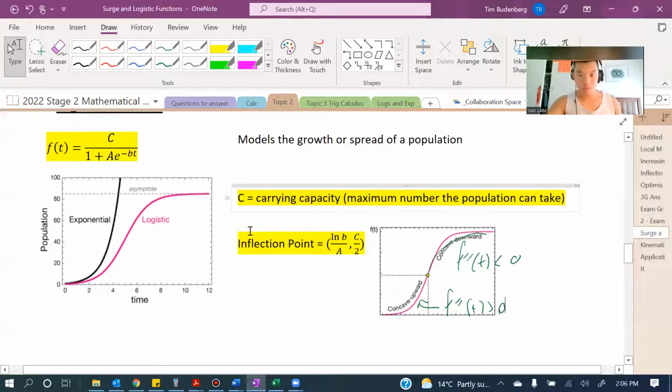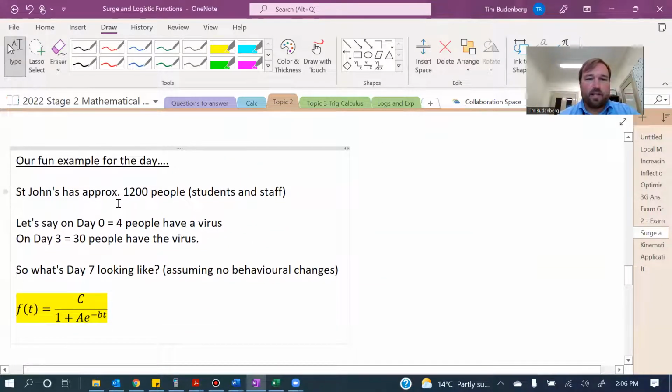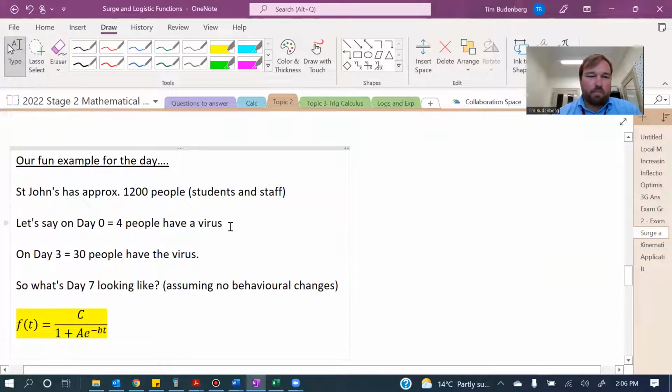So let's consider this example. Our fun example for the day. Let's say St. John's has approximately 1,200 people in it. You know, students and staff all put together. And let's introduce a mystery virus. On day 0, 4 people have this virus. Sorry if this is slightly triggering for anyone. On day 3, 30 people have the virus. And our question is, well, what's day 7 going to look like?